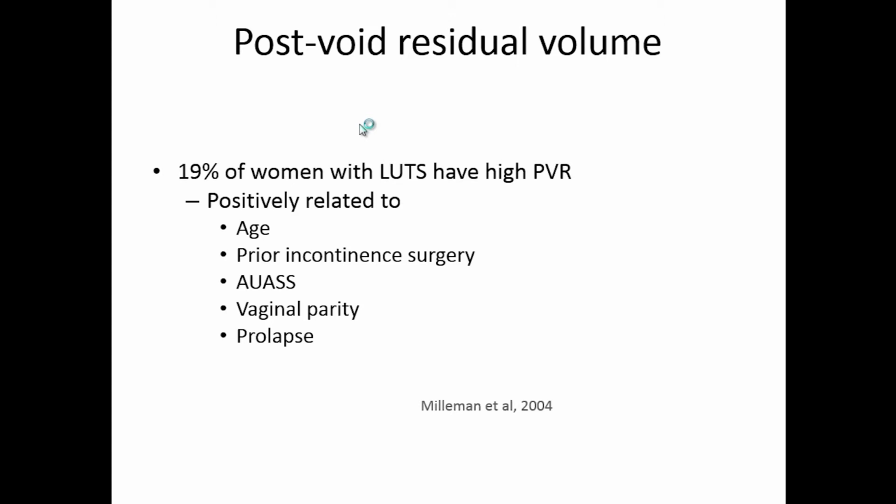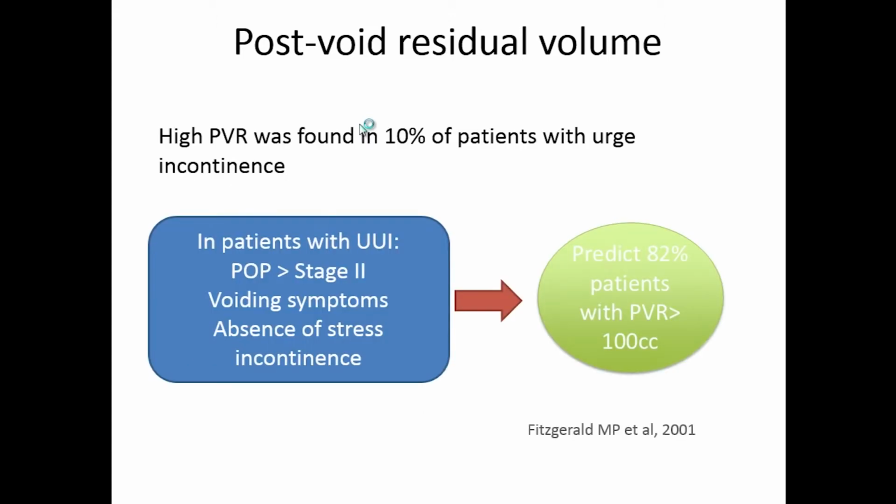Anyway, there is a significant number of women with LUTS that have high significant postvoid residual. This is usually associated with age, previous incontinence surgery, the symptom score, the parity, and prolapse. So there's a high probability that these women have some kind of voiding dysfunction.